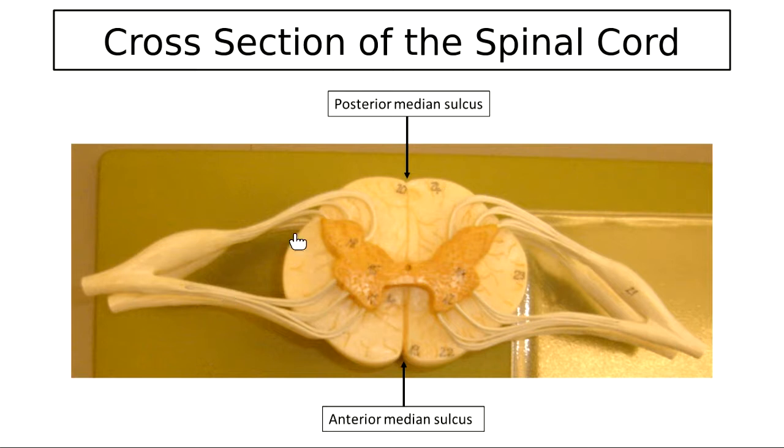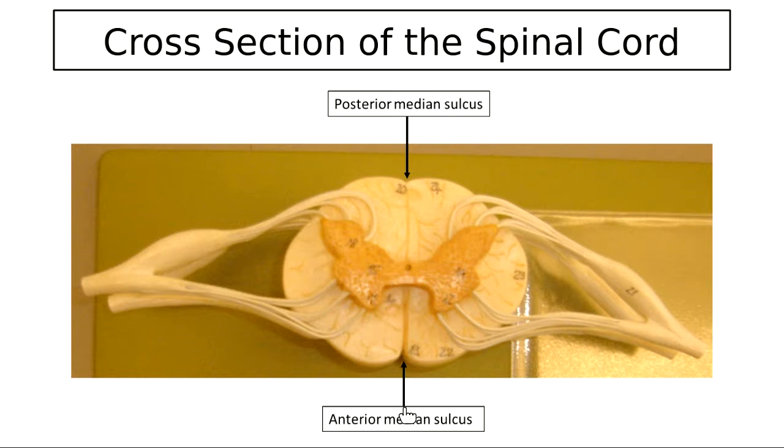There's your spinal cord. The posterior is on the back. So this little invagination here, this little valley, is called the posterior median sulcus, a shallow, long groove on the posterior surface of the spinal cord. Well, there's one on the anterior also, called the anterior median sulcus.